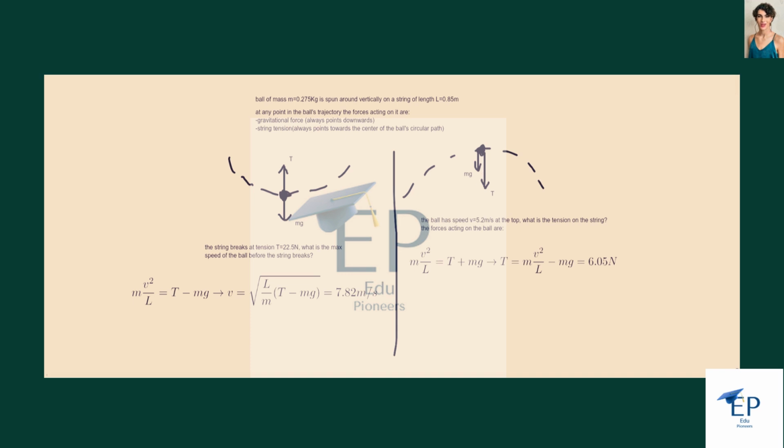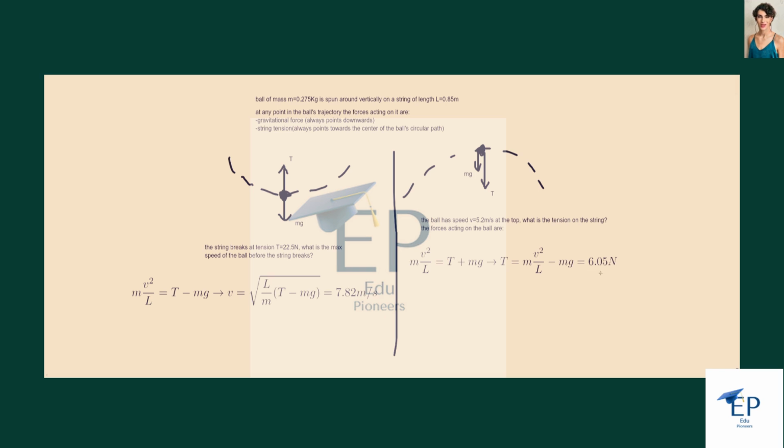Then they ask, okay, if the ball is moving with a speed of 5.2 meters per second at the top, then what is the tension of the string? In order to find the tension of the string, all we need to do is write out the force equation. So we have mv squared over L, the standard circular motion force, equals T plus mg. So they add because they point in the same direction. Here, you just solve for T, replace the values given by the problem, and find 6.05 newtons.